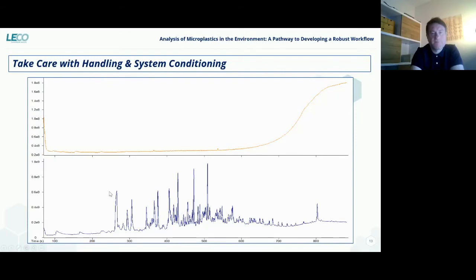So contamination is a real key factor that we have to be aware of, because you'll see later the complexity of the data we generate, when we're very keen to not only study the microplastic markers but also associated chemicals, what we're finding is a huge amount of chemical features.